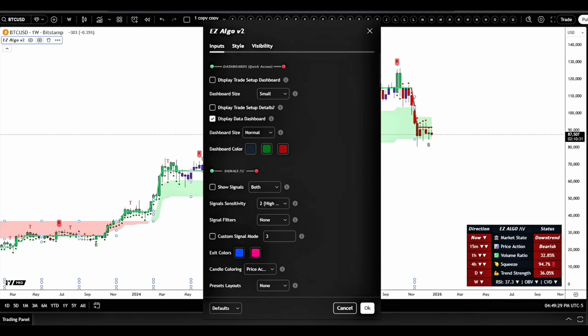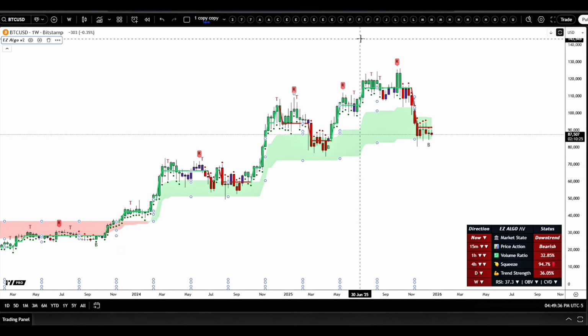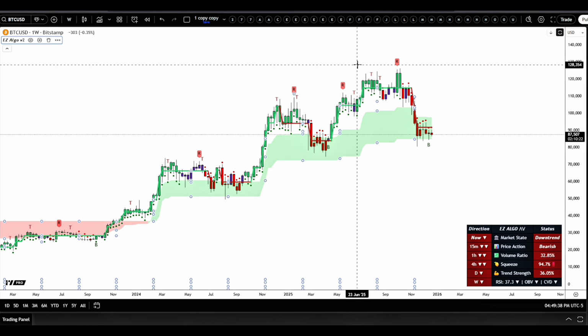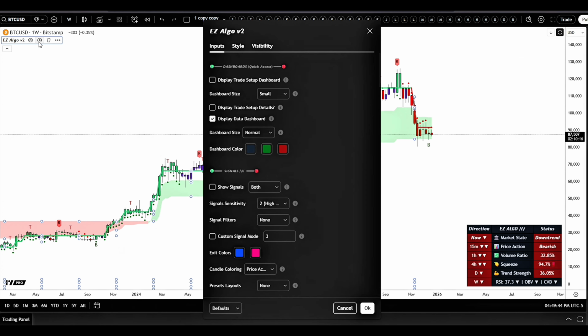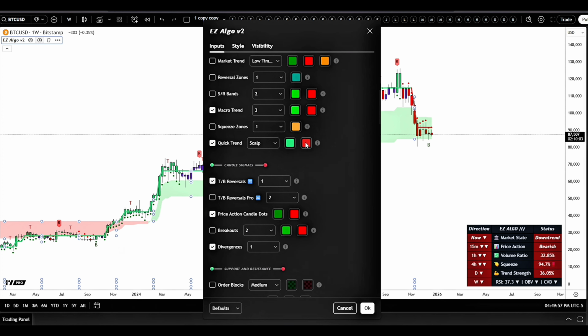So I have the settings pulled up here. I also have a Bitcoin weekly chart popped up. Now, as always, a quick reminder: to access settings for any of the scripts, just hover over the script name, click that gear icon, and settings will populate. If you're ever unsure of what anything inside the script does, these eye icons will explain in great detail what you're looking at and how to use it.